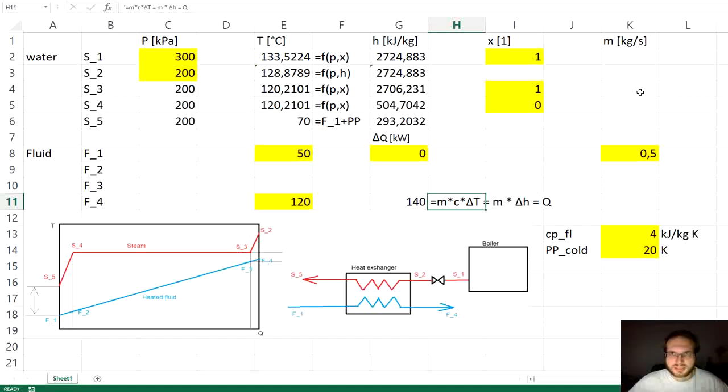So knowing this, the mass flow rate can be obtained. The mass flow rate will be Q divided by delta H, right?